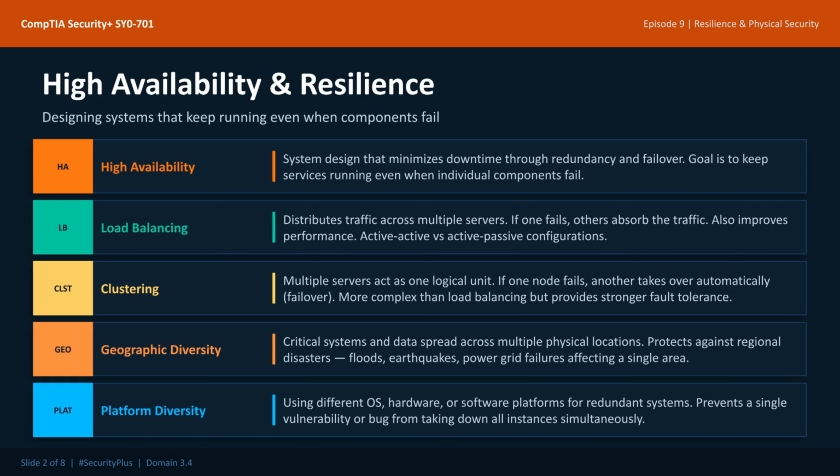High availability and resilience mean designing systems to keep running even when components fail. Techniques include load balancing to distribute traffic, clustering for automatic failover, geographic diversity to protect against regional disasters, and platform diversity to avoid single vulnerability takedowns.